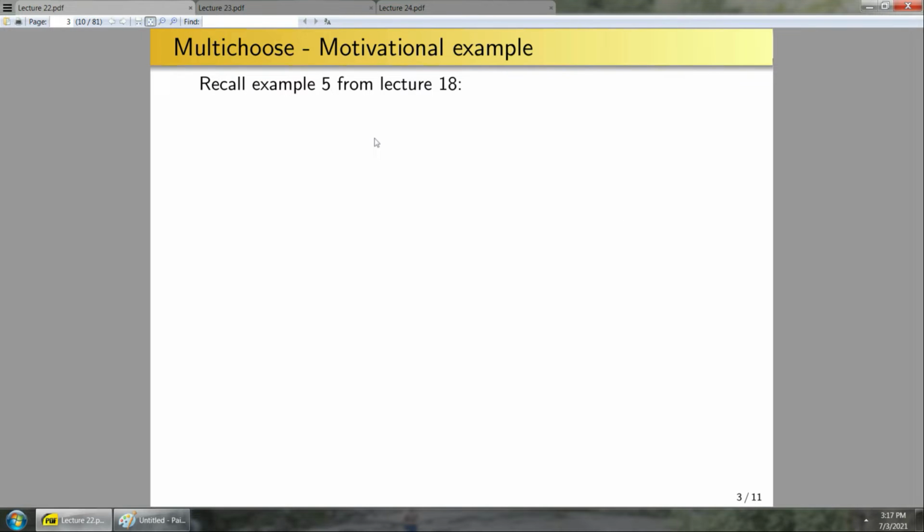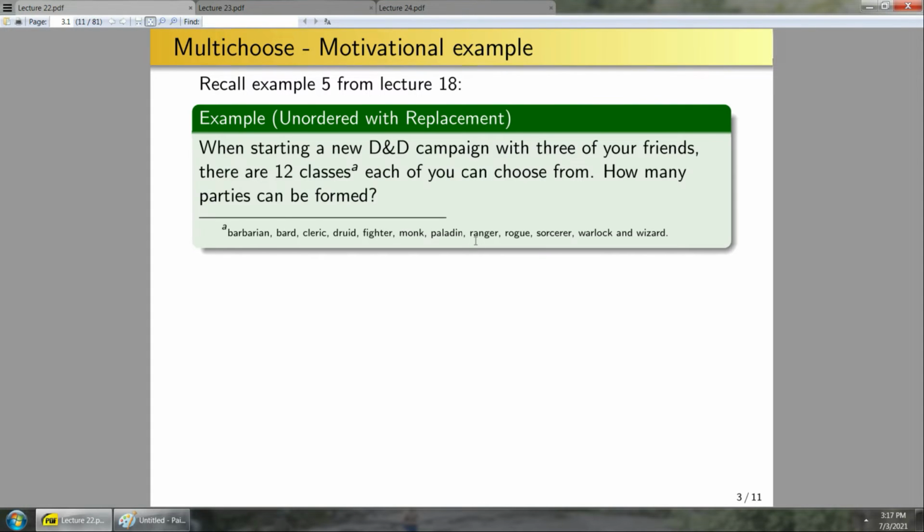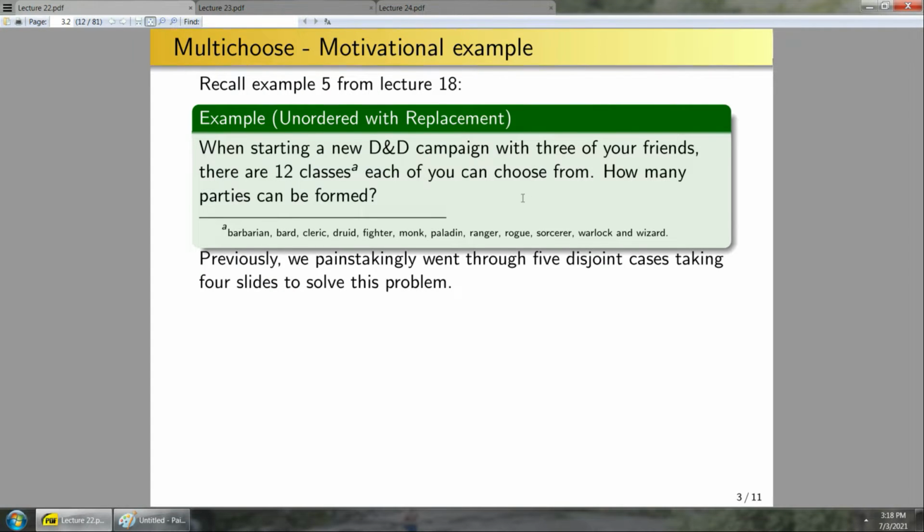Recall example 5 from lecture 18. So here I was starting a new D&D campaign with 4 people, and we had 4 classes that each of the people could choose from, and I wanted to know how many parties could be formed. So we solved this problem previously by using a brute force type method. Explicitly, previously we painstakingly went through 5 disjoint cases, taking 4 slides to solve this problem. Is there a better way of solving this problem?